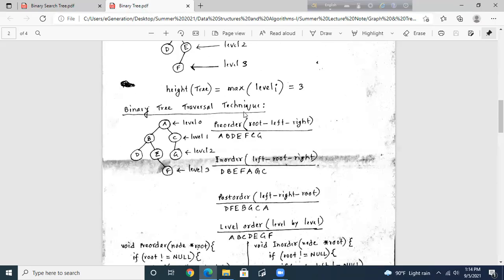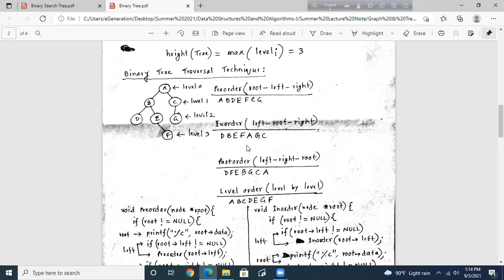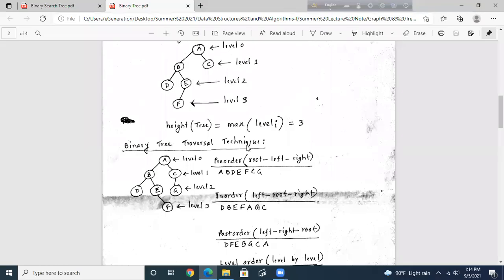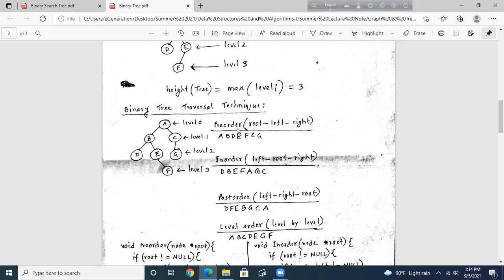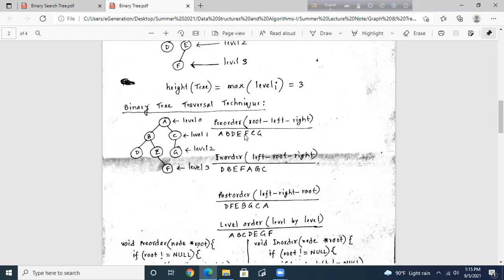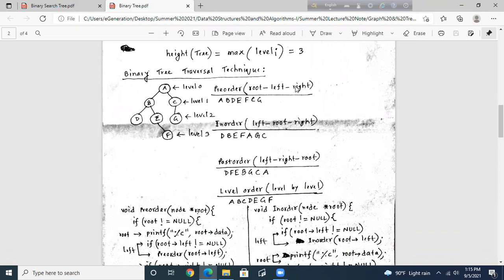Now, binary tree traversal technique. You know this from discrete math, those who completed discrete math know the tree traversal techniques. So for binary tree traversal, first pre-order. Pre-order is root, left, right. Always remember that pre-order is root, left, right.